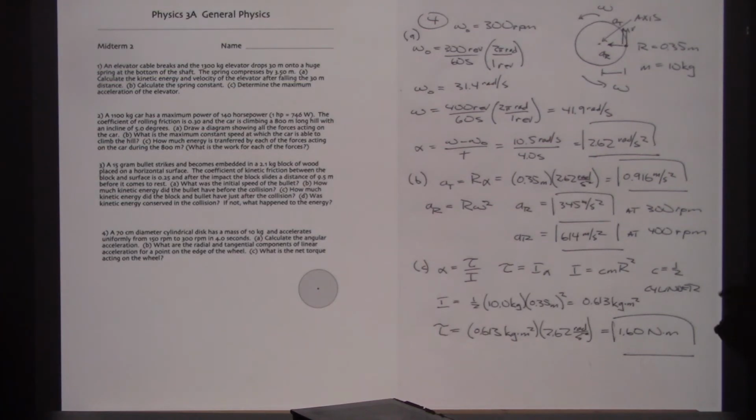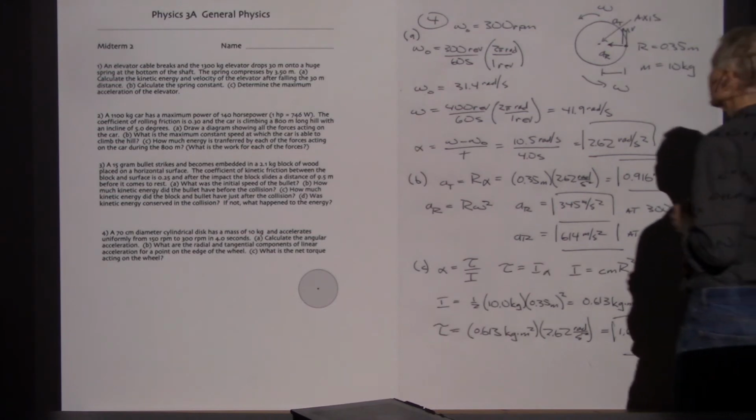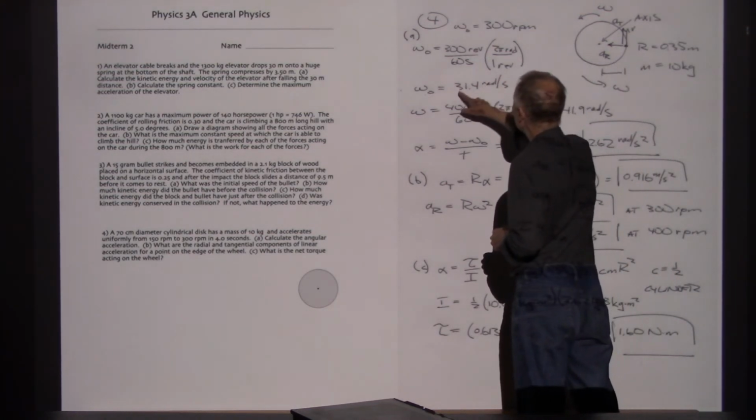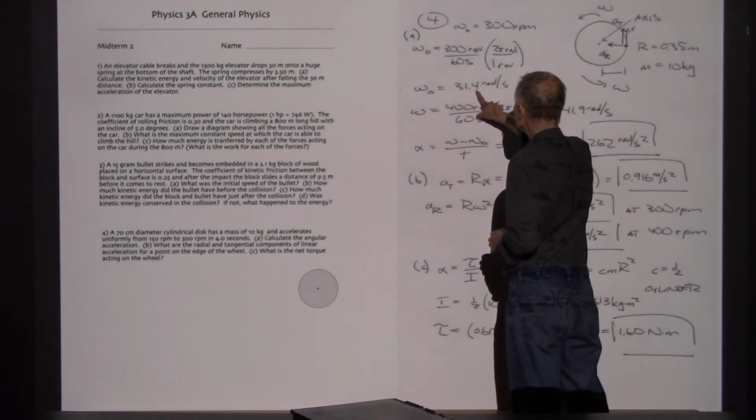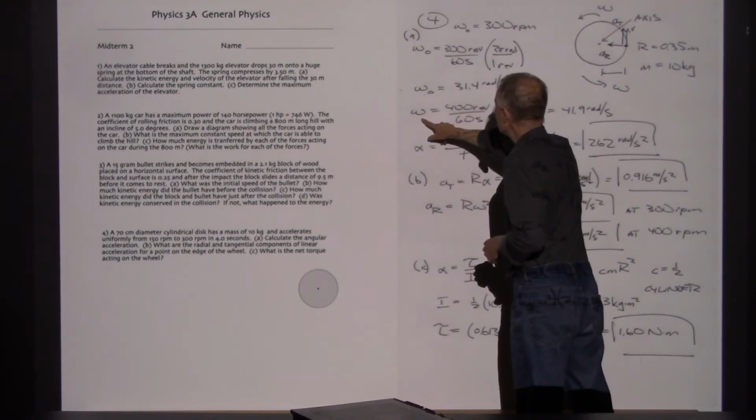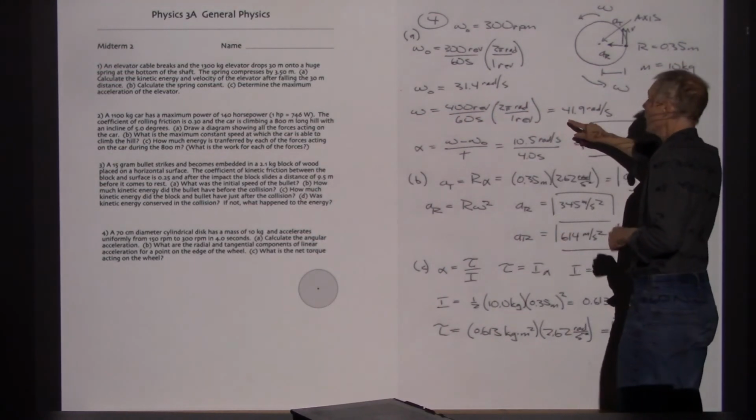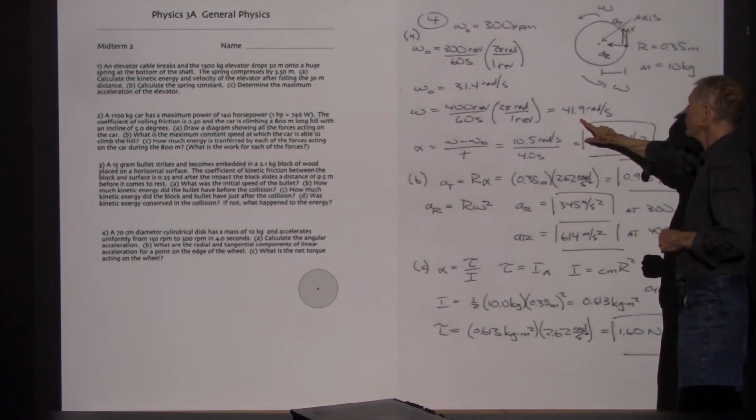For some you do, for others you don't. And so this is one of those situations where putting everything into radians per second, those are standard units, means they'll work in all the formulas that I run into. And so I am going to go ahead and convert. So the omega naught becomes 31.4 radians per second, and the 400 RPM becomes 41.9.